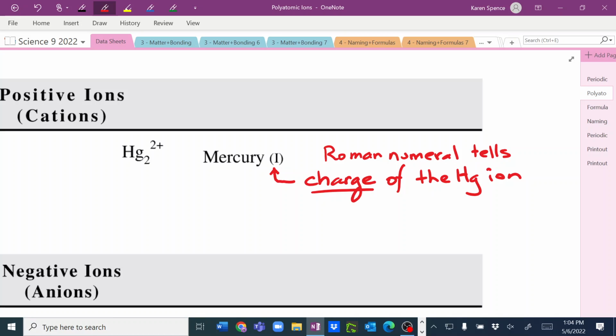I was so hoping you would bring that up, because that's very astute. Look, he says, there's a 1 there, but what's up with this? I see a 2 plus here. I'd like you to chat amongst yourselves and see if you can think of a reason why, even though there is a 2 plus, it's got a Roman numeral of 1, which means the charge is 1. How is that possible?